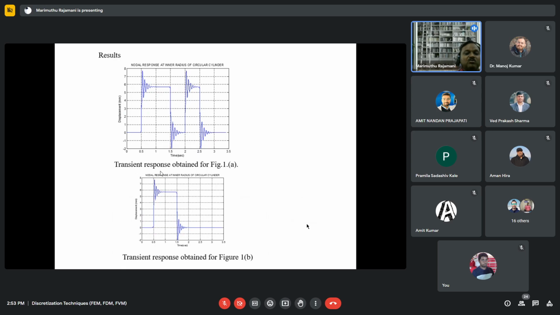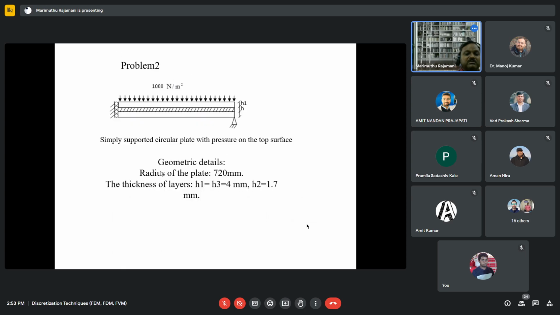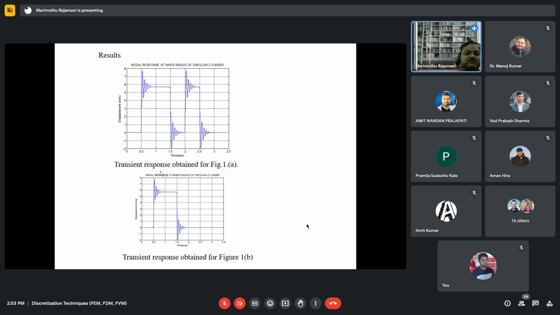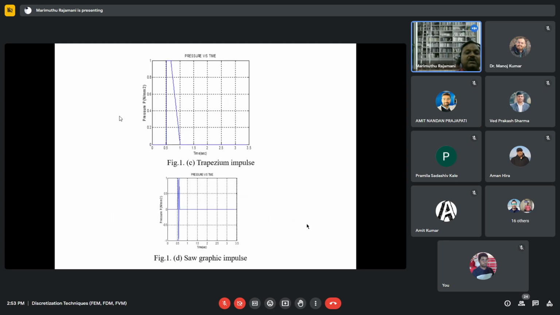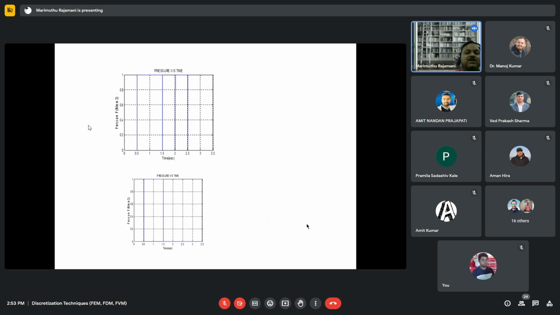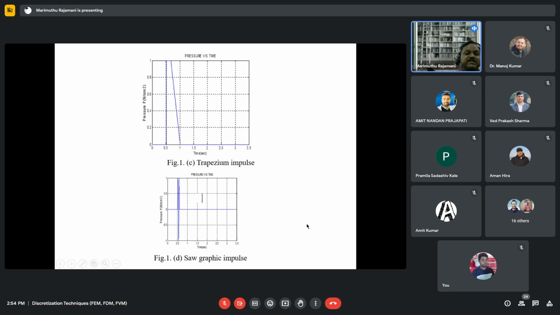Now, how should the response be for this simply supported beam for this loading? It is a pulse load, suddenly applied, then brought back to 0. Then once again load is applied. You see the response here.